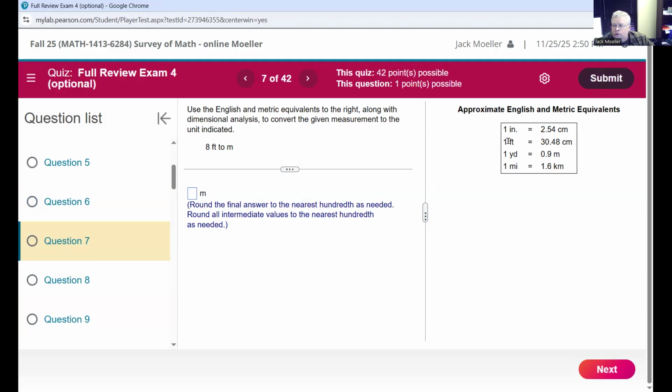If you look over here, we have feet to centimeters and meters to yards. So we don't have a direct conversion. But that means this will be a 2, maybe 3-step conversion. Let's walk through this.